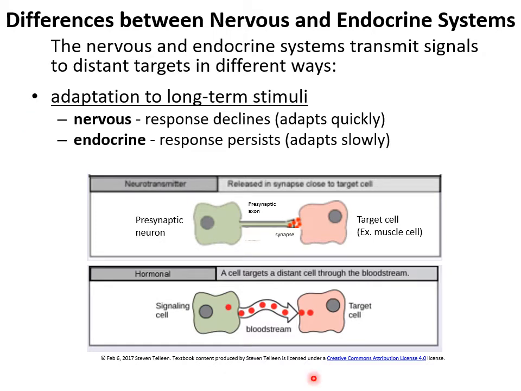This signal does not extinguish. There is no adaptation to the stimuli, and the body continues to grow as long as the growth hormone signal persists.